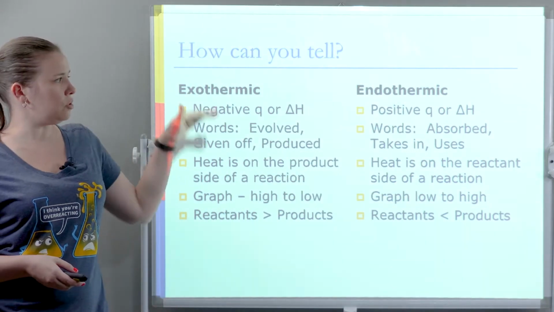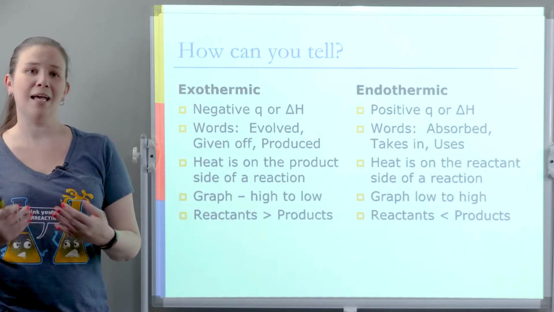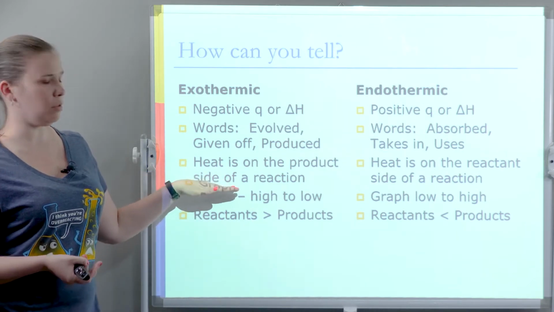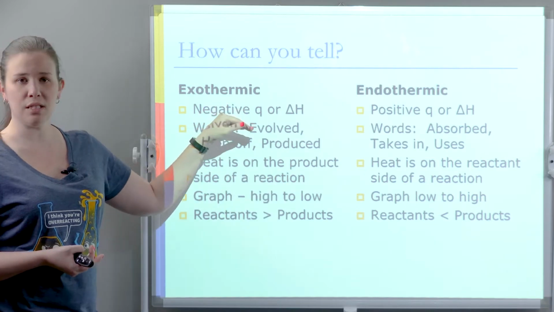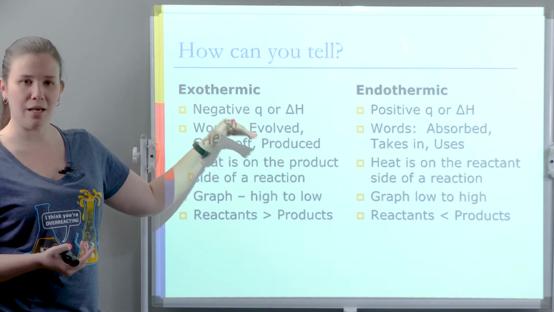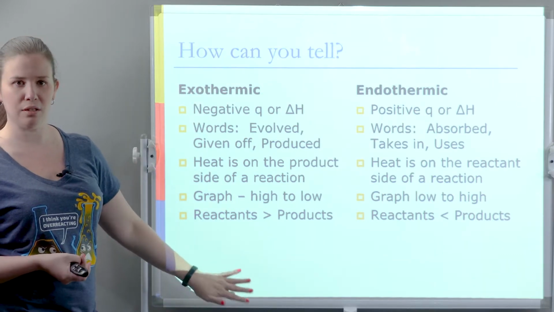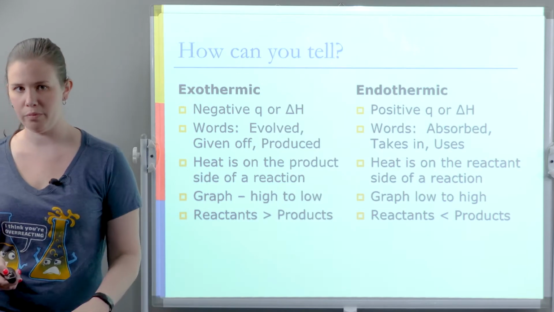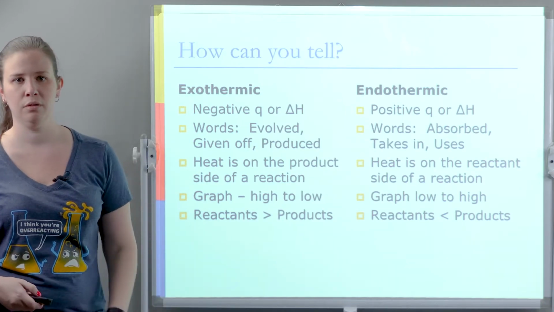So we've got to be able to look for signs of whether it's exothermic or endothermic and make connections. For example, if I can tell because the heat is on the product side that it's exothermic, then when I use the delta H, I want to make sure that I'm using a negative delta H. So this is a good chart to have readily available so that we can make those connections as we start working problems. It matters whether it's exothermic or endothermic.